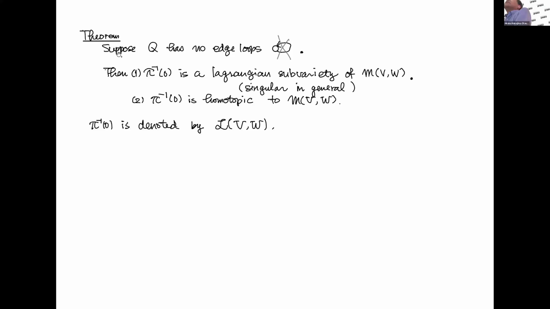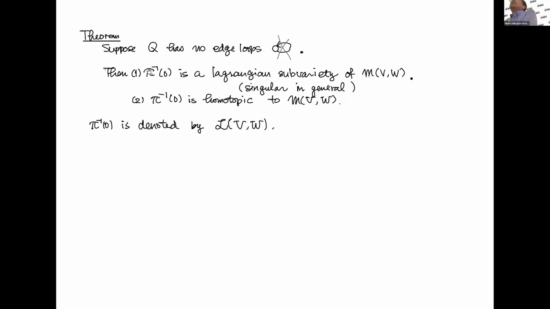So this is one of the most important geometric results about the quiver variety. Suppose Q has no edge loop. An edge loop means an edge which connects a vertex to itself, the same vertex. So I exclude such edge loops. I assume that Q has no such loops. Then consider pi inverse of 0, where 0 means a distinguished closed orbit in this M0VW, so all the linear maps are 0.